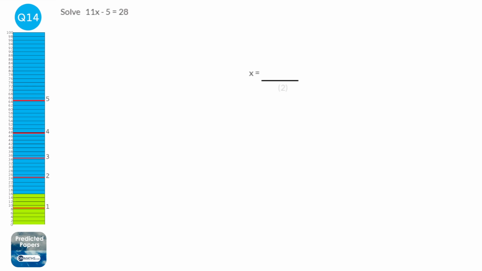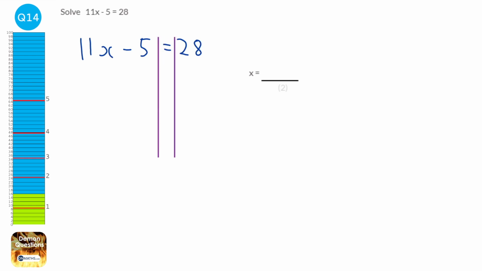So to solve this, I'm going to first of all just write out the question just to make it a bit bigger. First thing we do is put in our solving lines. So we just put a set of lines to the left and the right of the equals. And what we need to do is get the x on its own. So looking around, there's this 11 we want to get rid of, and this take away 5 we want to get rid of. Always get rid of the plus or the take away first. So we're going to focus on this minus 5.